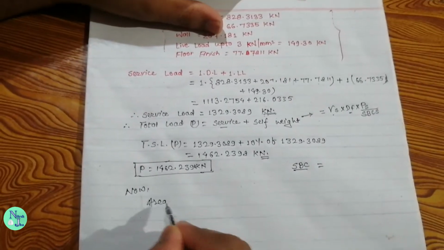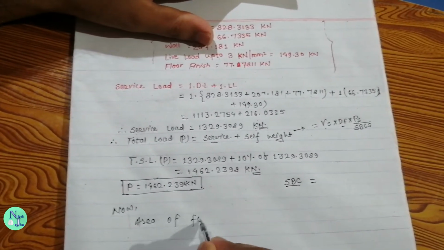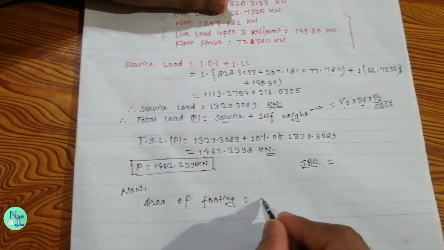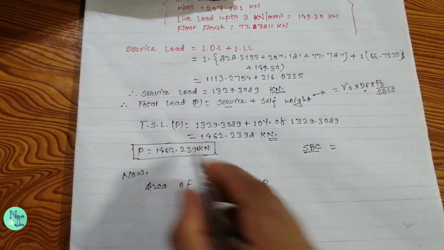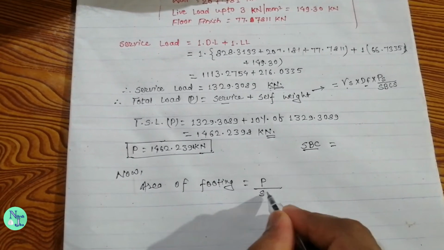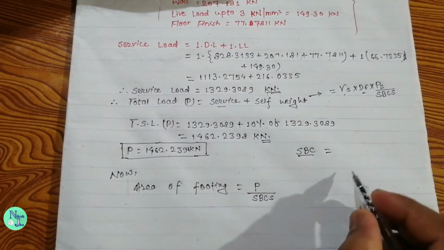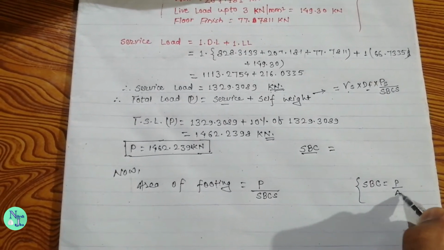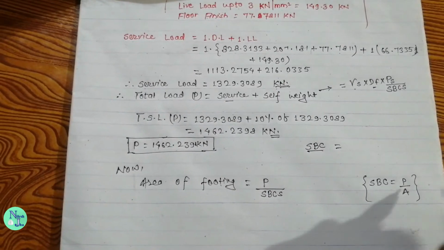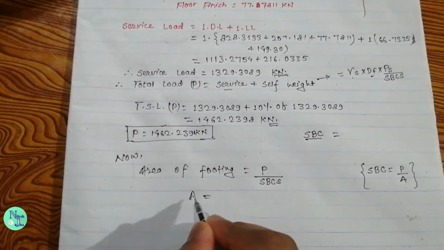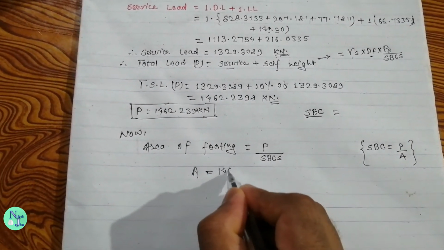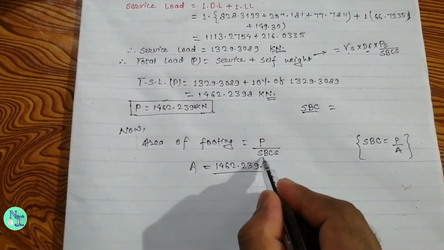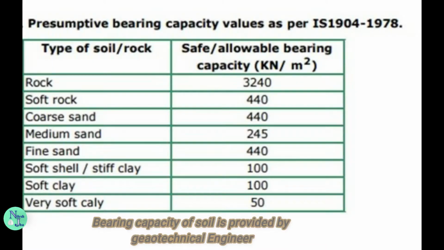Now for the area of footing, we have a formula. Area of footing will be equal to total service load, that is P, divided by SBCs, that is the safe bearing capacity of soil, because safe bearing capacity of soil is equal to P by A, that is total service load divided by the area of footing. So the area of footing will be equal to 1462.2398 divided by, and what is the safe bearing capacity of soil?